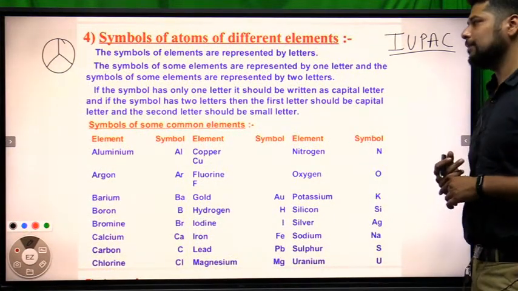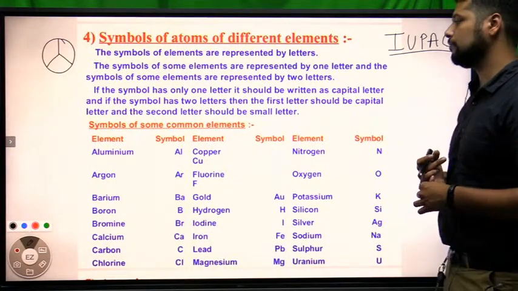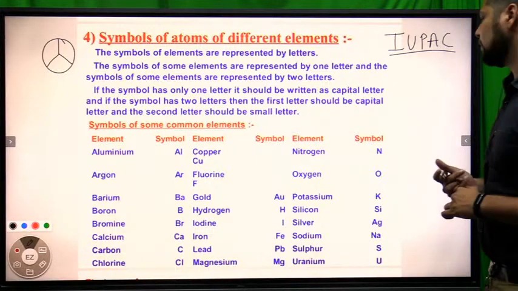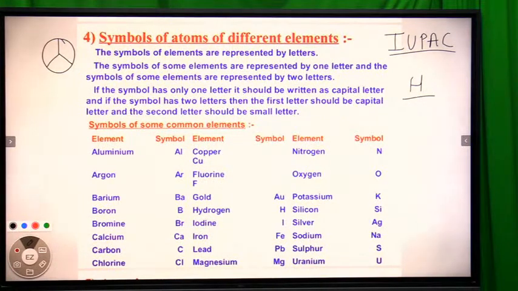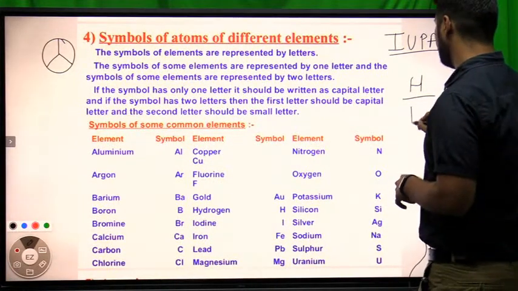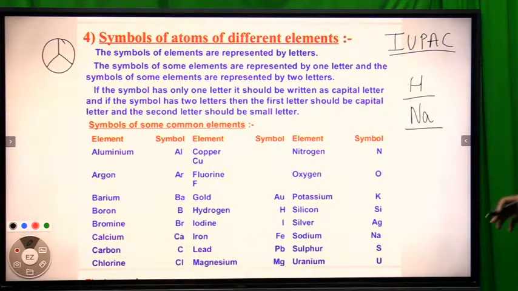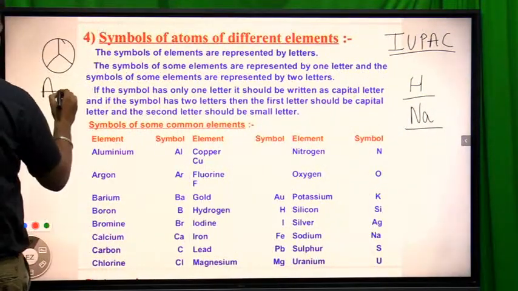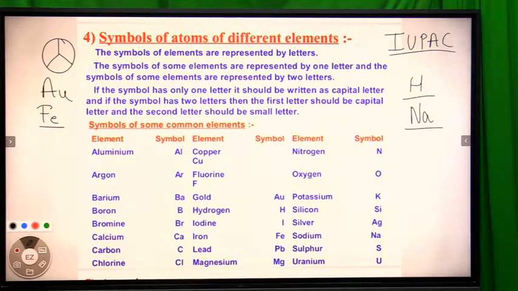The symbols of elements are represented by letters. The symbols of some elements are represented by one letter, and of some elements by two letters. For example, hydrogen is represented by one letter, H. Sodium is represented by two letters, Na. Gold is represented by Au, iron by Fe. In this way all the symbols are represented.